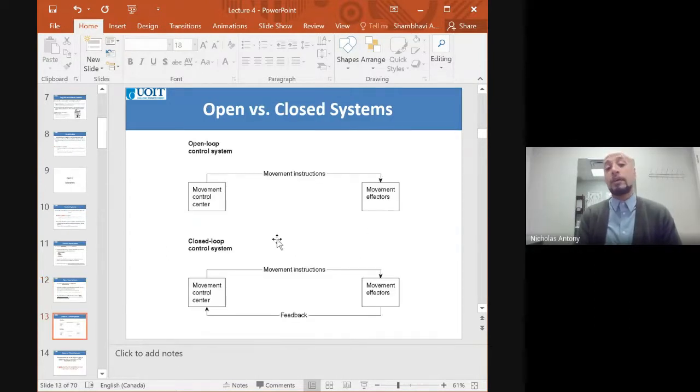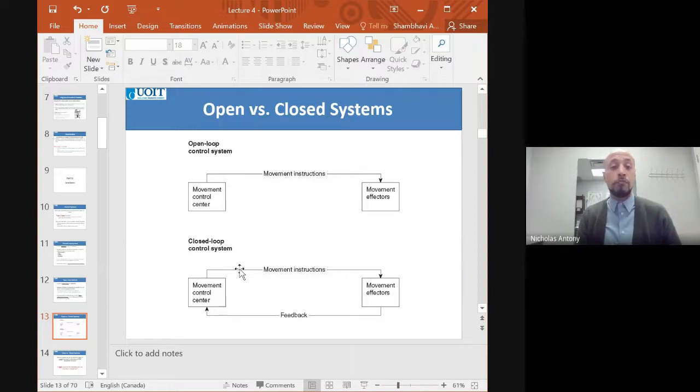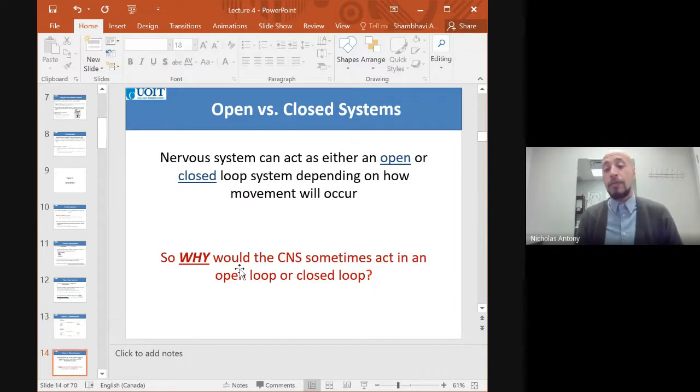Looking at a diagram, here we have the difference between an open loop and closed loop system. Now remember, all the different motor theories had to incorporate the fact that our neuromuscular systems can work in both an open and closed loop system, depending on the situation and different variables. We've talked about speed or accuracy. What are some other factors that could determine whether or not our brain is going to send out instructions in a closed or open loop fashion? Any ideas?